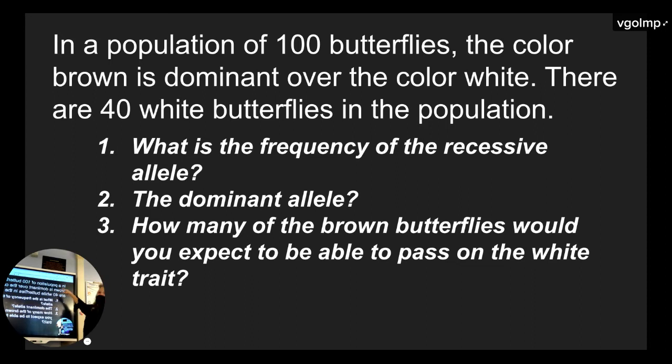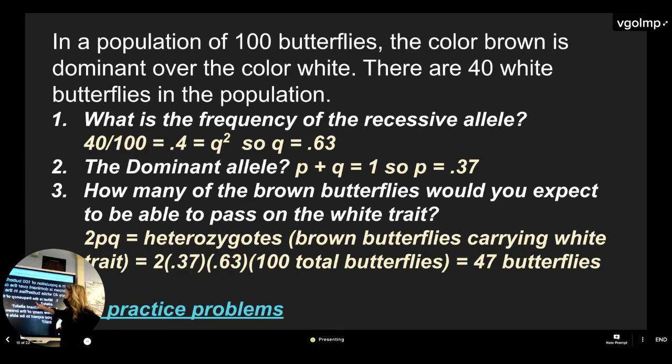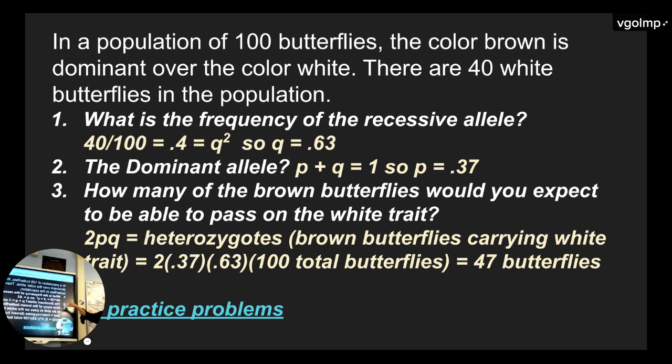Okay, sorry. So I would take 40 divided by what? 100. Good. So here I solved it for you. Okay. So I would take 40 and I would divide it by 100. And when I do that, I get 0.4. So that gives me my Q squared value.